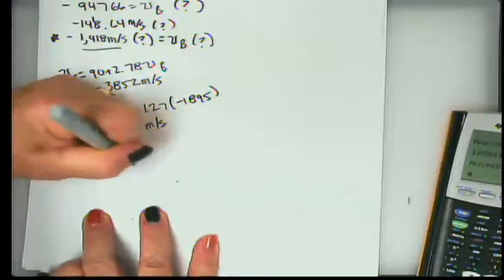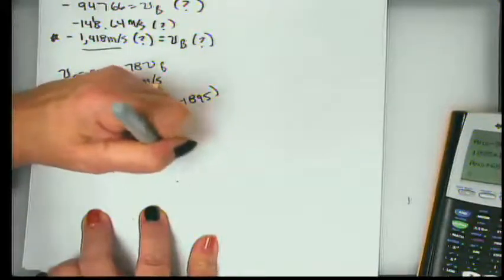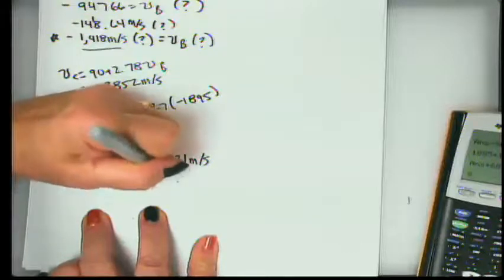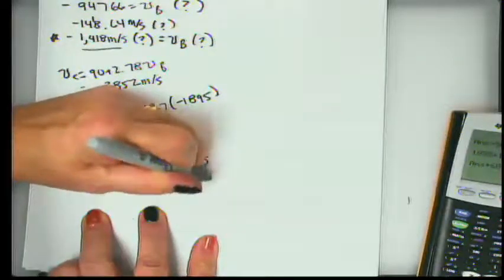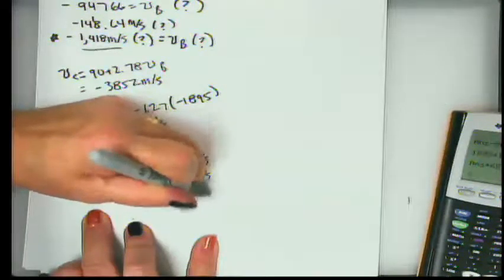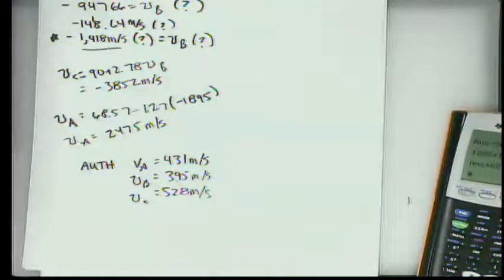The author's V sub A is 431 meters per second. V sub B is 395 meters per second. And V sub C is 528 meters per second. Okay, so let me come here and take a peek. Let me put this up on the screen. Now you've got that in your notes, so let's take a look at the podium PC and take a look at the math.